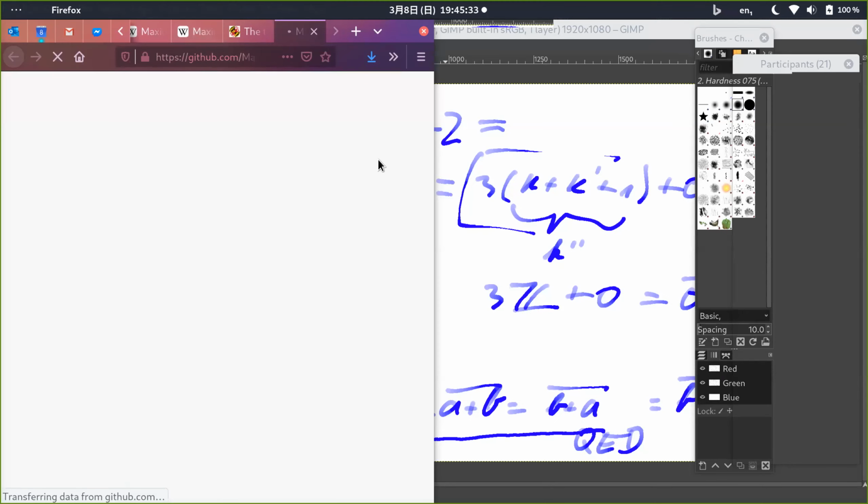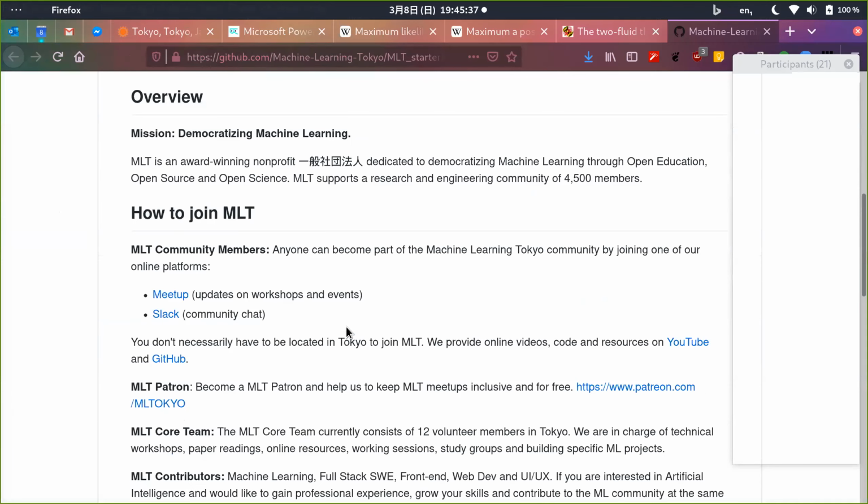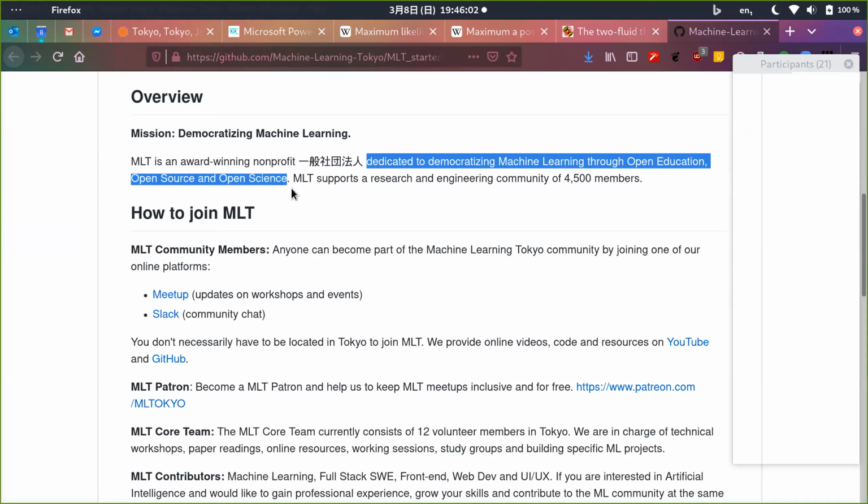This has a very nice GitHub page where you have all the basic things you need to know about MLT. You have the mission, which is to democratize machine learning. MLT is an award-winning nonprofit organization dedicated to democratizing machine learning through open education, open source, and open science.